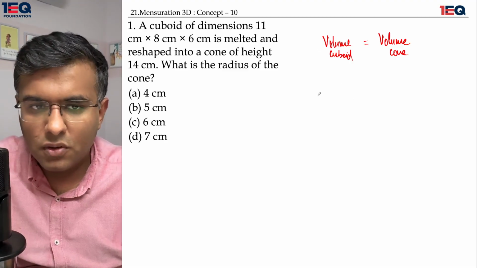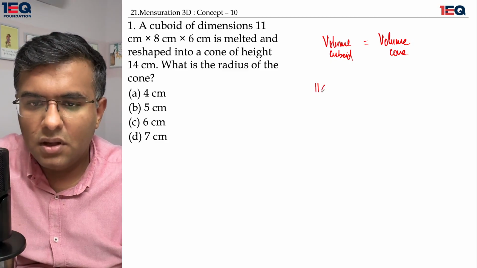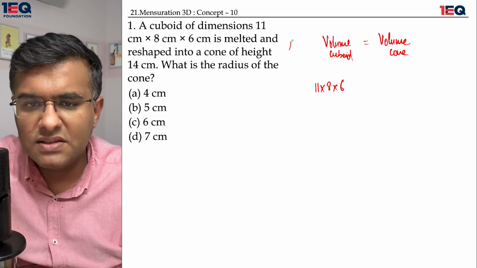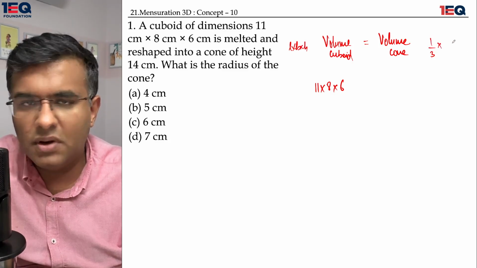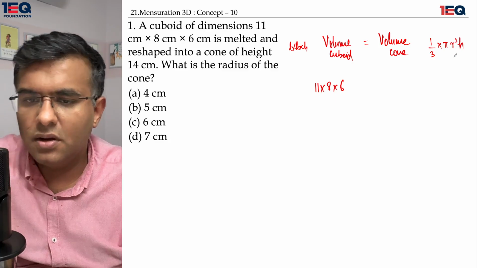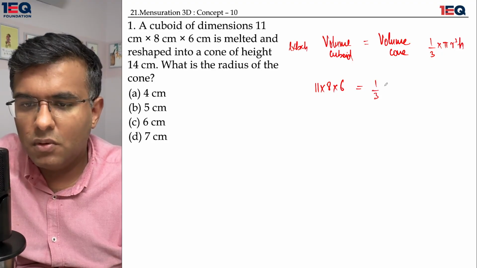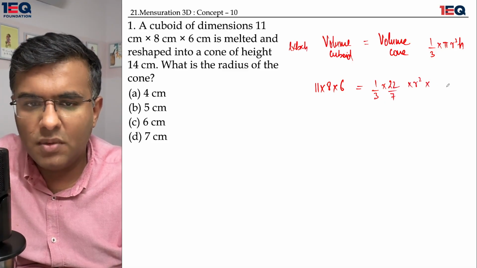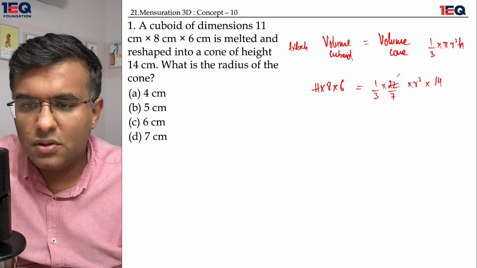Now talking about cuboid. A cuboid of dimension 11, 8 and 6. Okay, 11 into 8 into 6. The volume of a cuboid, as we've already read, is L into B into H, and the volume of a cone, which we've already read in the past couple of minutes, is 1 by 3 pi r square h. So I have 11 into 8 into 6 being equal to 1 by 3 into 22 by 7 into r square, which we need to find out, multiplied by the height, which is 14.